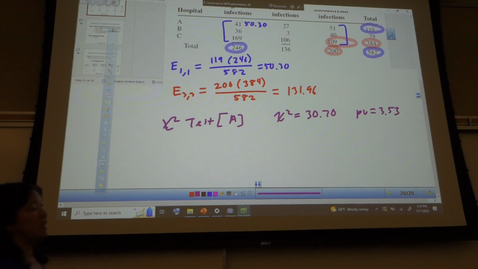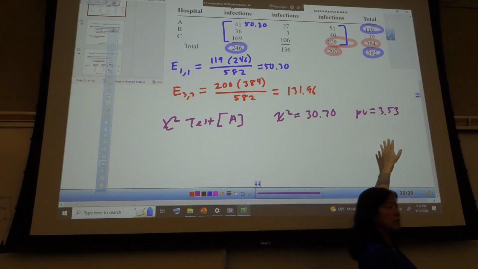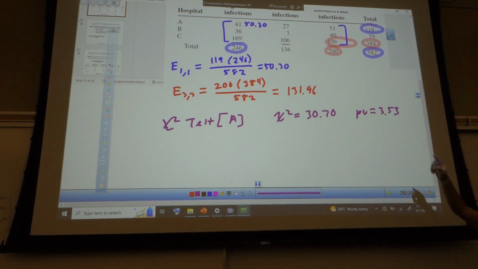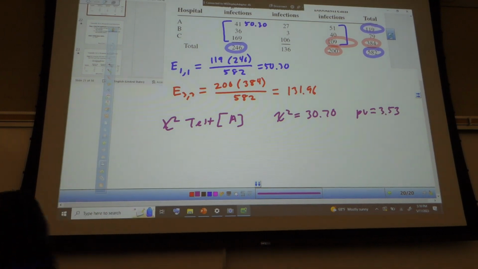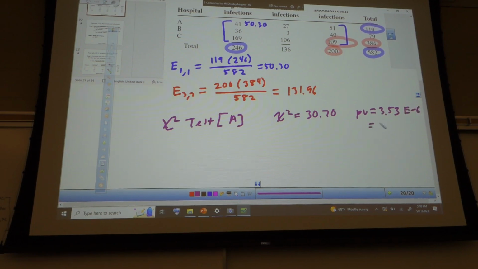353%? That seems wrong. E negative 6. Anytime you have a p-value, a number that can't be bigger than 1, you better have an E negative at the end. So E negative 6, which means put down 6 zeros, and then your number, and the decimal place goes after the first 0. So there is our step 3.